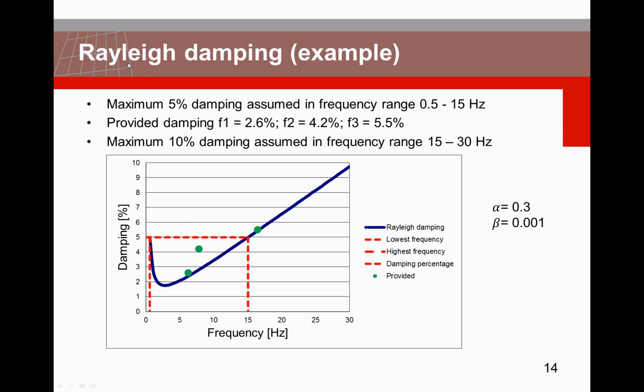Here we're going to show you an example that we had recently. In this case, from an organization for a benchmark, 3 damping ratios were provided. The first eigenfrequency had a damping ratio of 2.6%, the second one had a damping ratio of 4.2%, and the third one had a damping ratio of 5.5%. We have indicated these provided values with the 3 green dots in this graph.